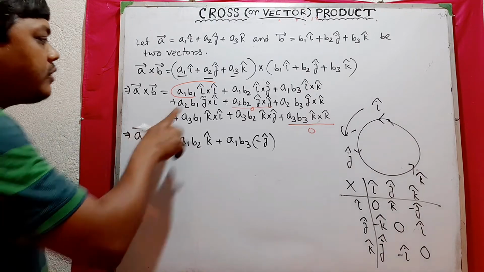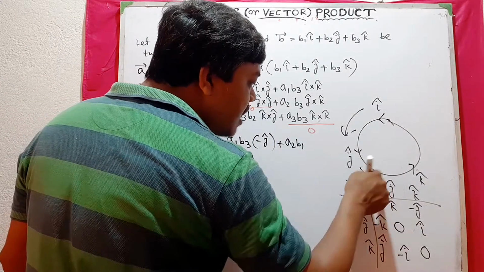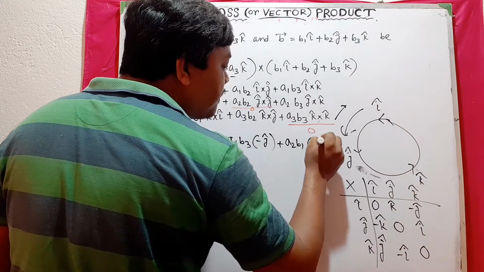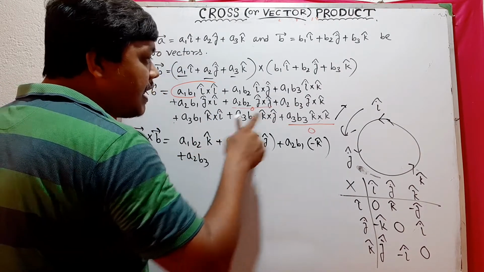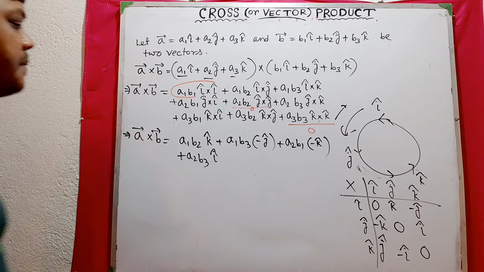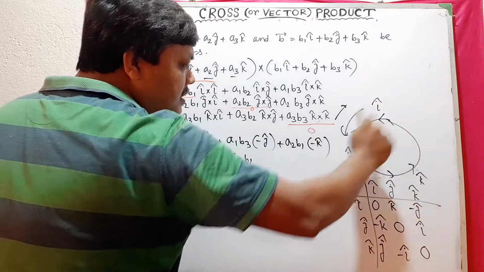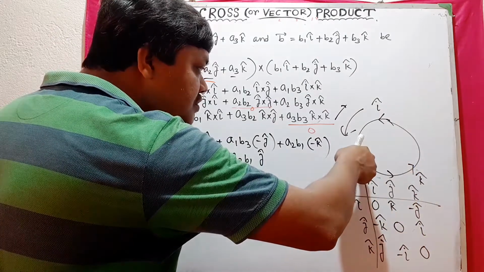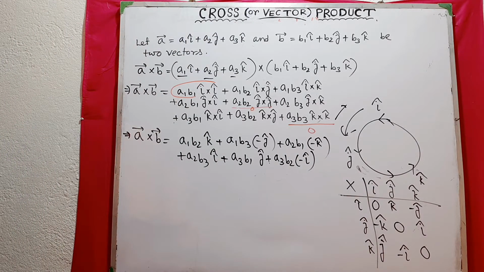ওকে, A2 B1 J cross I, that is উল্টো দিকে যাচ্ছে, J cross I, আমার ডিরেকশনটা এই দিকে, আমি ক্লকওয়াইজ চলে যাচ্ছি, তার মানে মাইনাস K cap। এটা তো 0, এটা নিয়ে আর লিখবো না। প্লাস A2 B3 J cross K, same direction, J cross K, that is I cap। A3 B1 K cross I, same direction, so J cap। K cross J, that is reverse direction, minus I, so plus A3 B2 minus I cap. Okay, and K cross K is 0.